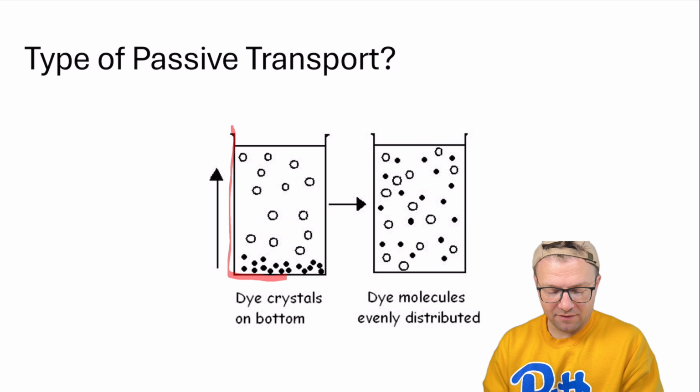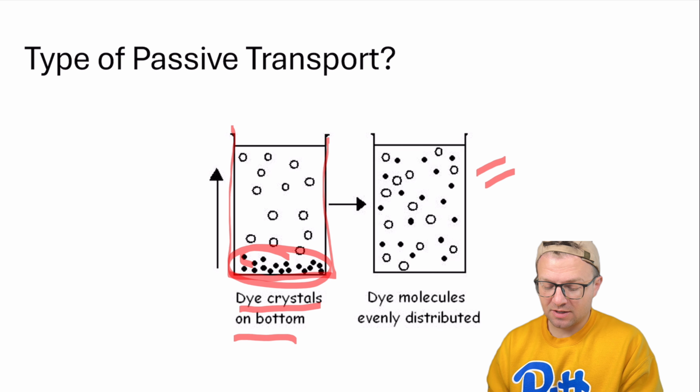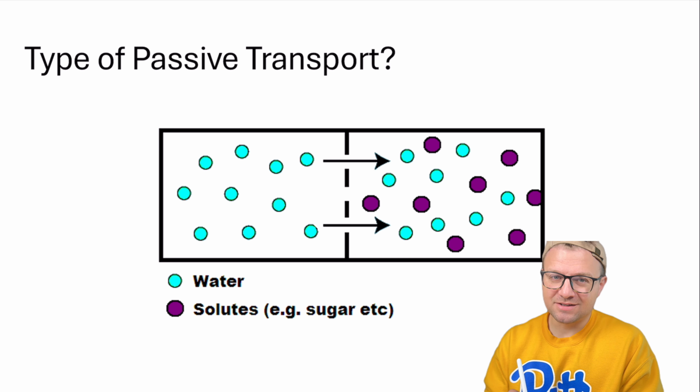Here again, we have a beaker. We can see these dye crystals on the bottom. They're concentrated at first, but then they move throughout the container until they reach equilibrium. Now the water really isn't moving across a membrane, so this isn't osmosis, this is diffusion. This is a tricky one.